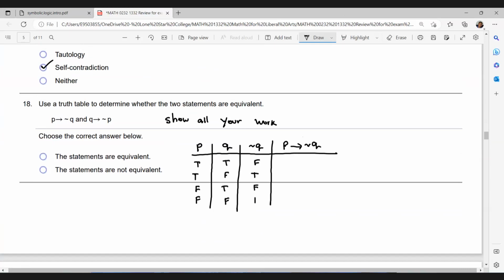False, true, because we're negating the previous column. So again, to get these values, I negated Q. Then they want us to connect P and not Q using the conditional. So in this case, that will be false. This will be true. This will be true. This will be true.